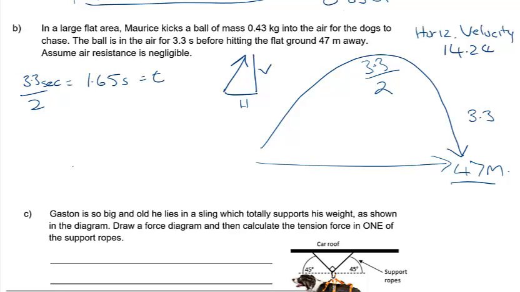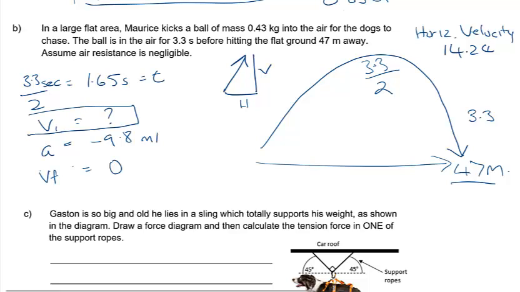So that's the time. We know the acceleration is going to be minus 9.8 meters. Sorry, the initial velocity is the unknown we're trying to figure out. The final velocity is equal to 0. So that's what we're trying to figure out. The initial velocity is the vertical velocity. So we don't have VF, and we don't have distance, which is the height.